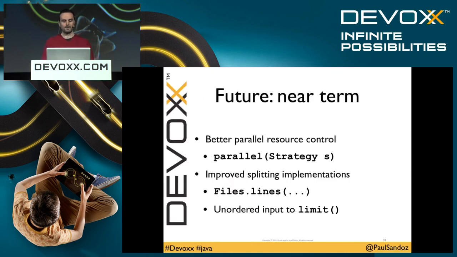Okay, so future and near term. We need a better parallel resource control strategy. As I showed you, we only have parallel. You can't say how much parallelism you want. There's no way to control this. What we need is a way to say how much parallelism you want without actually explicitly binding to a number of cores, because where you run your code might be different.